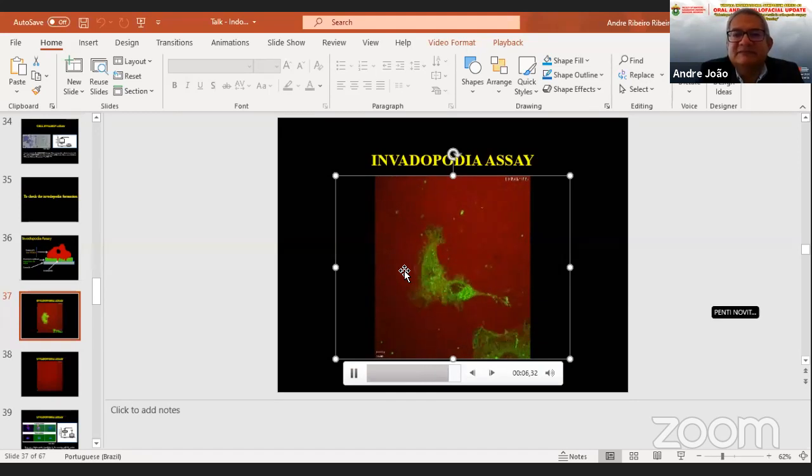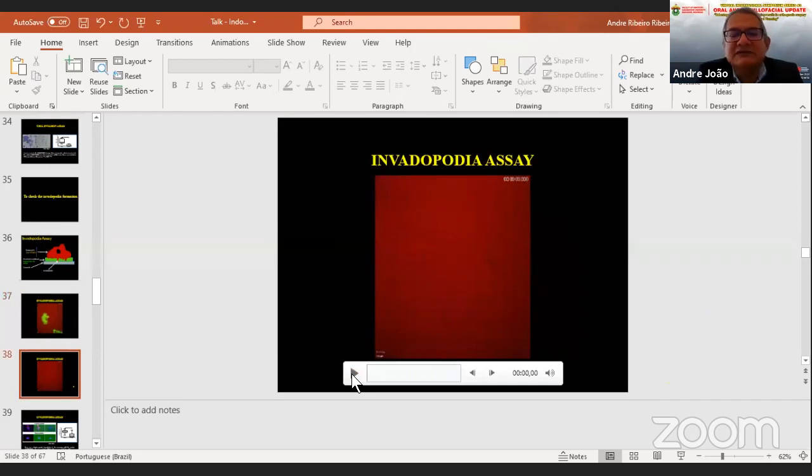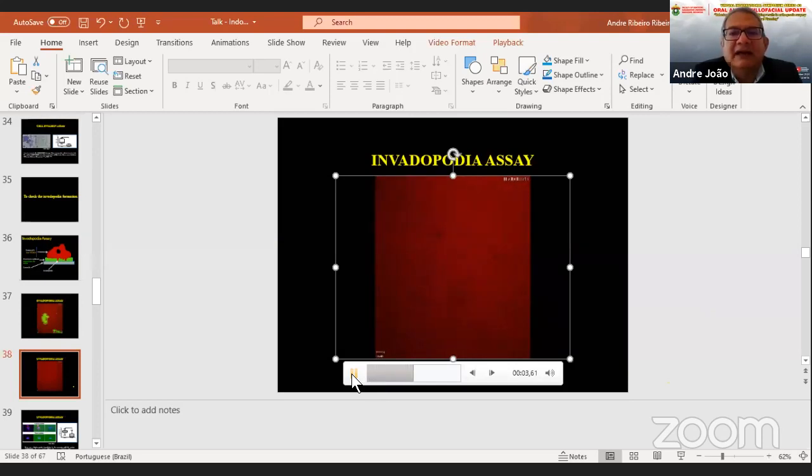Fluorescent substrate in red, the gelatin in red, and in green, the cells. Look at the position of the cells. And now, in this movie, look at the dark areas in the gelatin. This is the degradation of gelatin. This is the formation of invadopodia by lysis of gelatin.